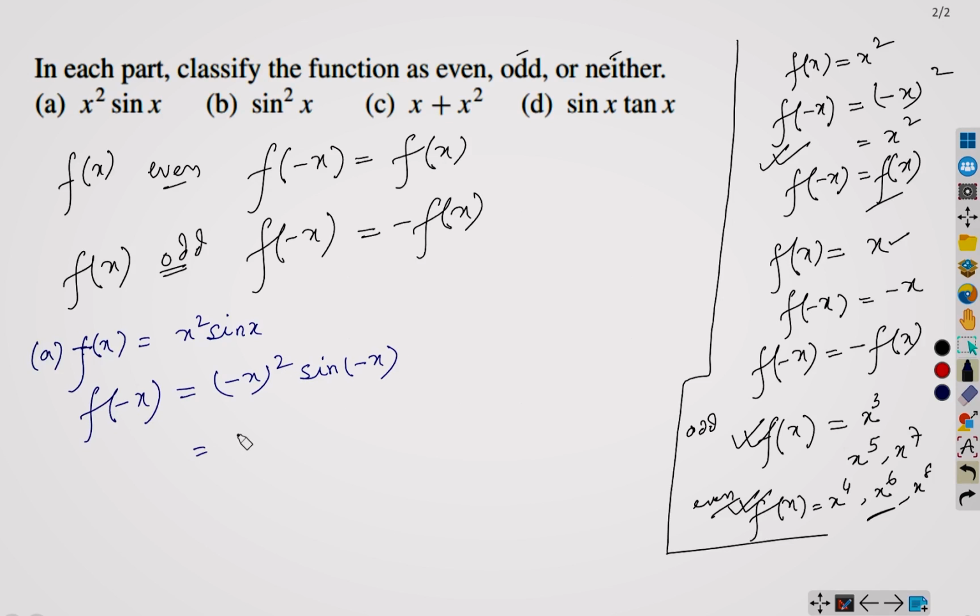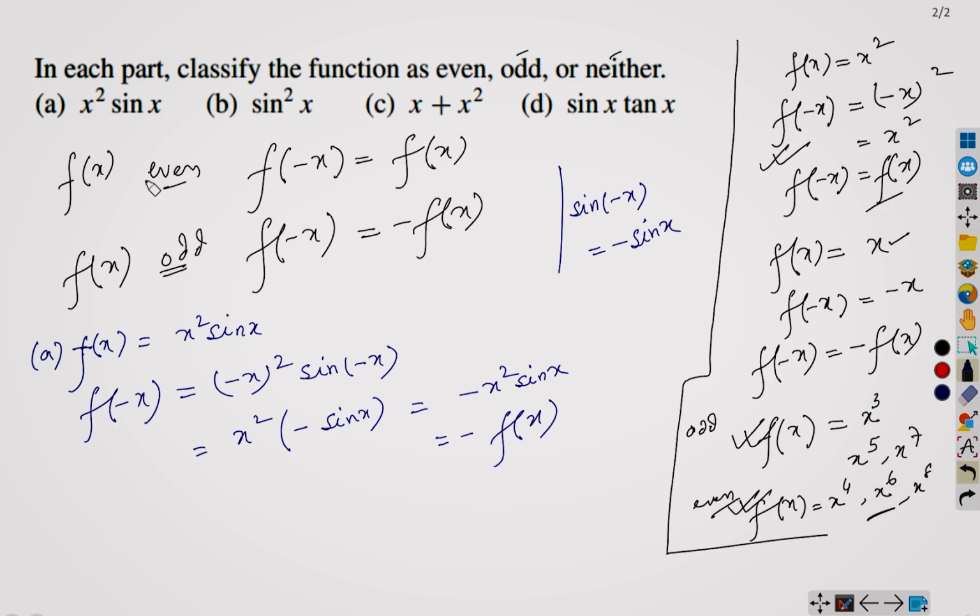Now minus of x whole square gives us x square, and we know sine of minus of x equals minus sine x, right? Yes. Therefore, from here we obtain minus of sine x. This gives us minus x square sine x. This equals minus of f of x. Therefore, this is an odd function. So we write the answer: odd function.